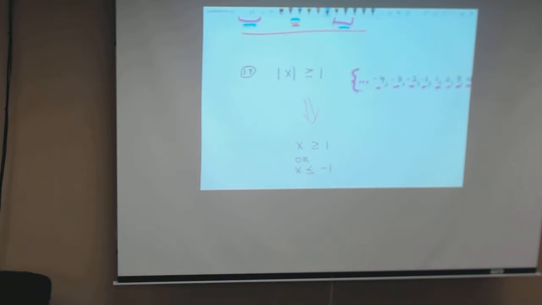Now, if it's greater than, then it's x is greater than or equal to 1, or x is less than or equal to -1. Let's go back over here and do this again. Let's go, the absolute value of x is greater than or equal to 1.